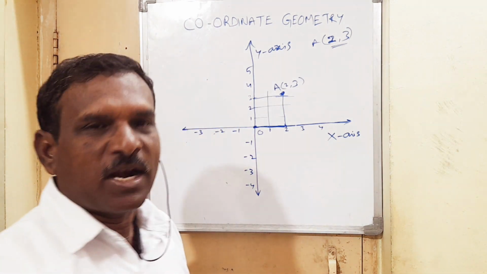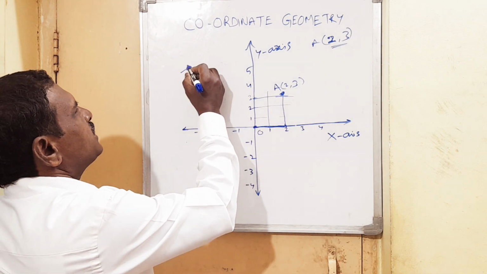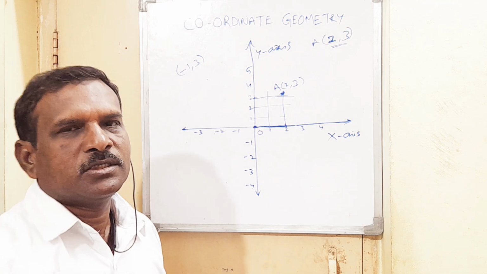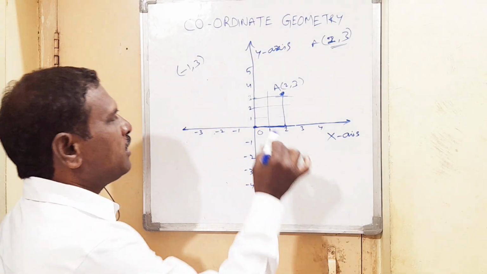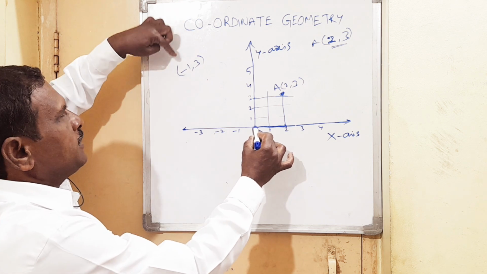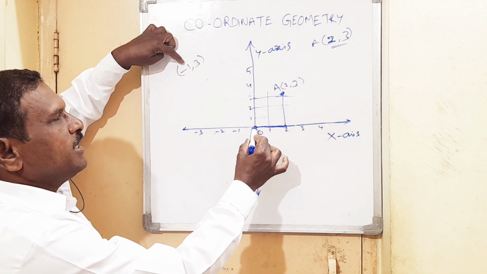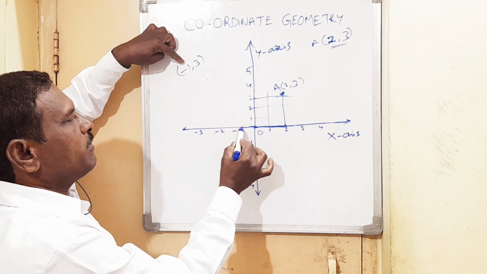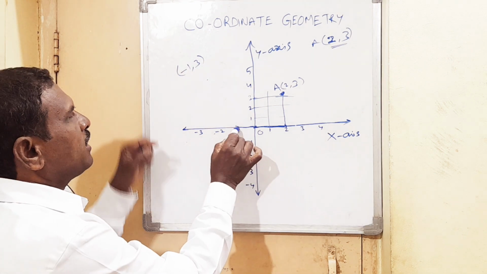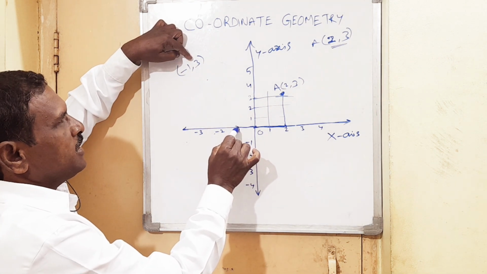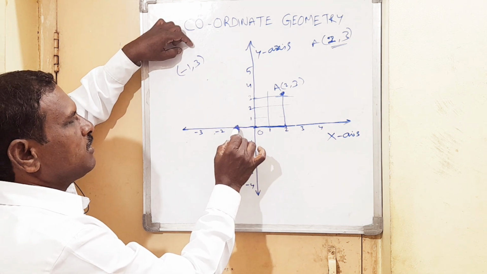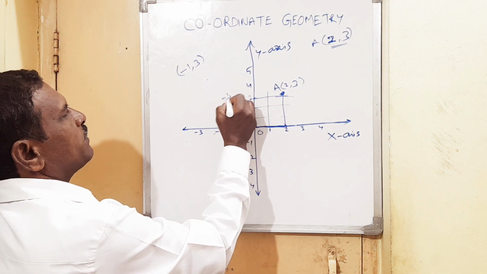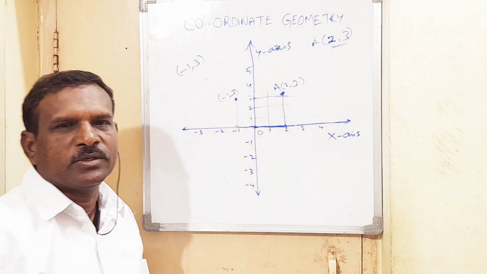Now let us plot one more point, (-1, 3). So how to plot this point? Let us see. As I told, let us start from the origin. From the origin, as the abscissa or x coordinate is minus 1, we should move left. So 1 unit left. So we are coming from here to here. From here on the y-axis it is plus 3, so we should move upward. So on this line, if you move up to here, this point is (-1, 3). Like this you can plot.